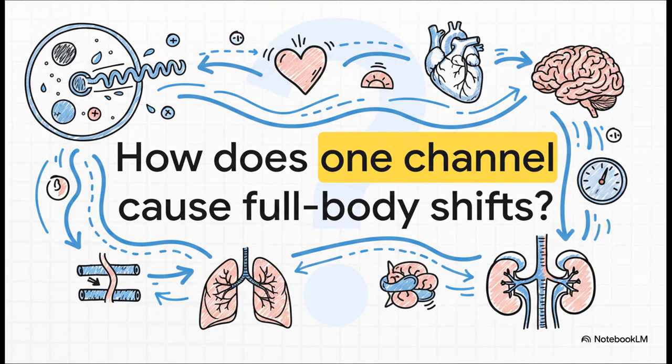And all of this brings us to one final, completely mind-blowing thought. How does manipulating just one microscopic ion channel cascade into full-body hemodynamic shifts? When you really sit back and realize that blocking a single cellular gate can literally cure heart failure or save someone from dying of altitude sickness, it totally begs the question, what other microscopic switches are hiding inside our physiology, just waiting to be unlocked?